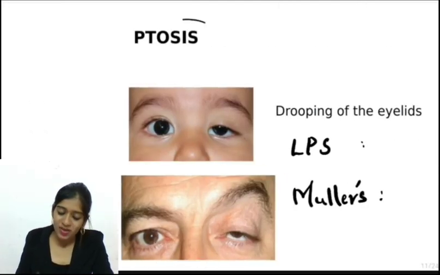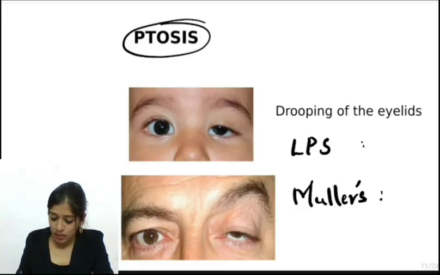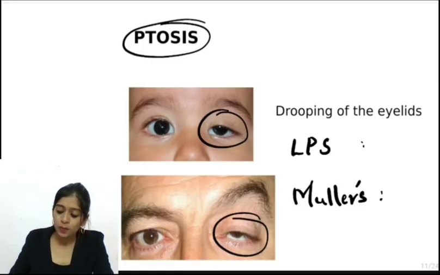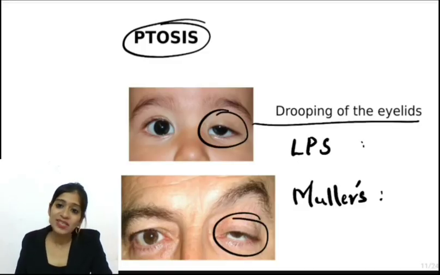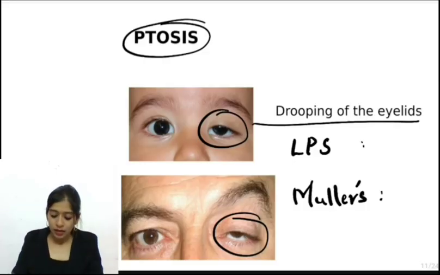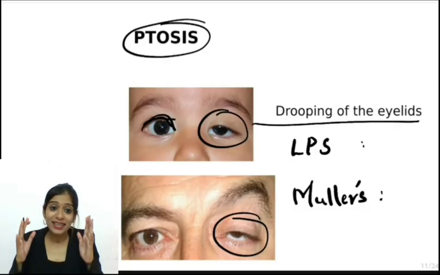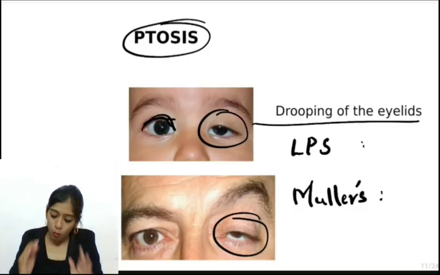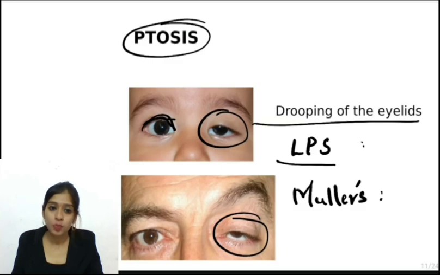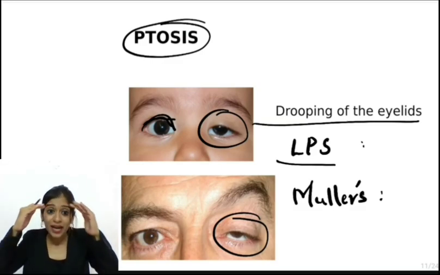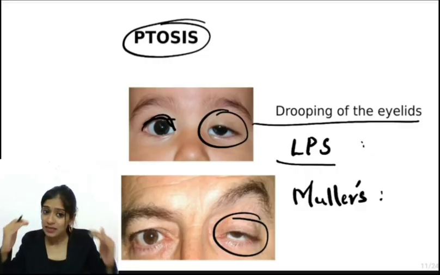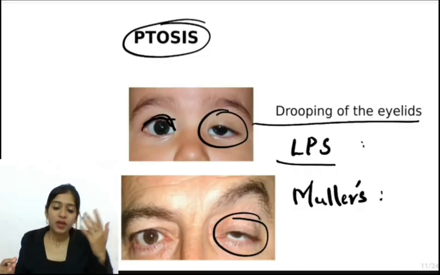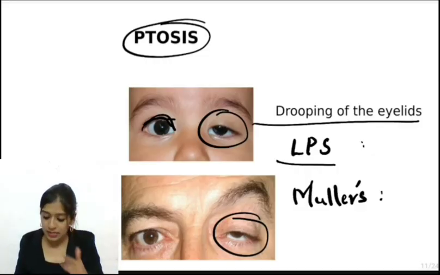Now, what is ptosis? Ptosis means, look at this picture here, drooping of the upper eyelid. Our upper eyelid stays elevated because of two important muscles: one is levator palpebrae superioris and the other one is Muller's muscle. So which are the two main muscles that keep the upper eyelid elevated? Levator palpebrae superioris and Muller's muscle.